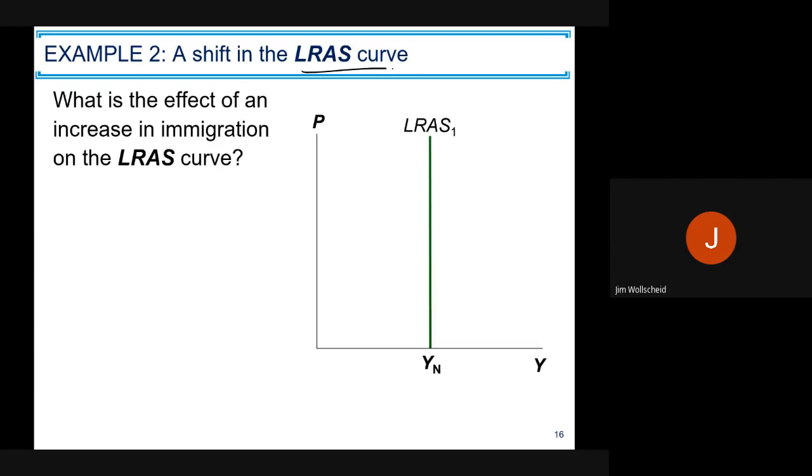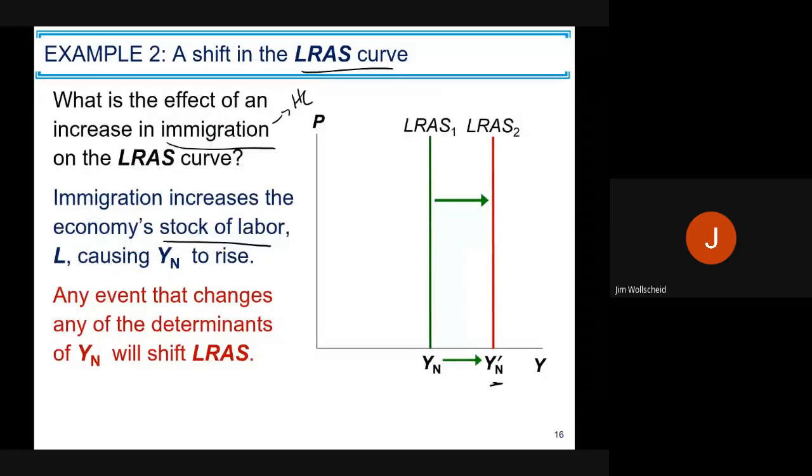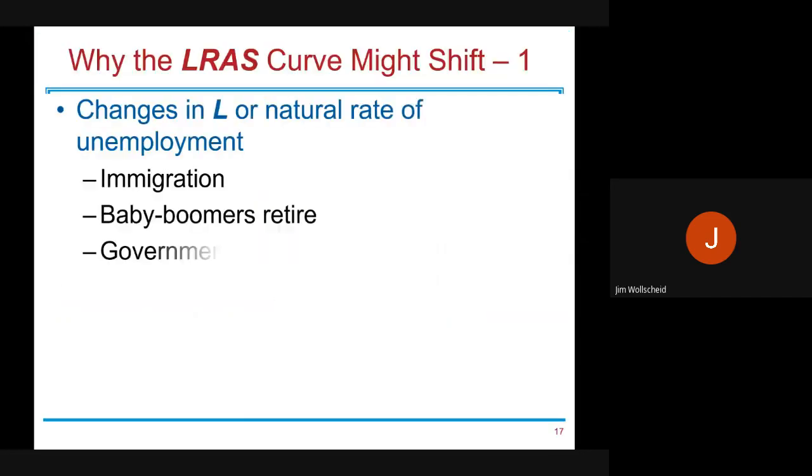So how do we get changes in the long run aggregate supply? Well, I get an increase in immigration. I get more human capital. When I get more human capital, assuming the human capital is productive and it's here to work, then it will increase our stock of labor, which increases aggregate supply to the right. So anytime we change long run aggregate supply, what we're going to change is the output.